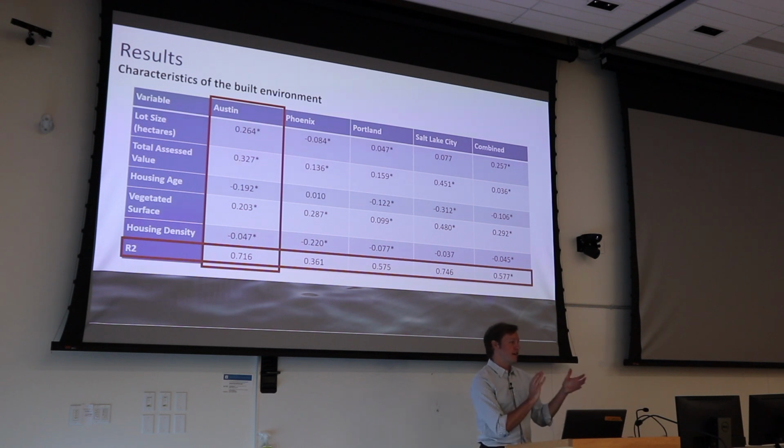So if you know those 5 variables, lot size, total assessed value, housing age, vegetated surface, and housing density, you could predict with some accuracy how much water is going to be consumed. It's really good evidence that the way we're designing and building these cities influences water consumption. It wasn't strong in all the cities, but you can see when we combine them, we're still explaining over 50% of the variation. This is good evidence that these matter a lot in determining how much a city uses.